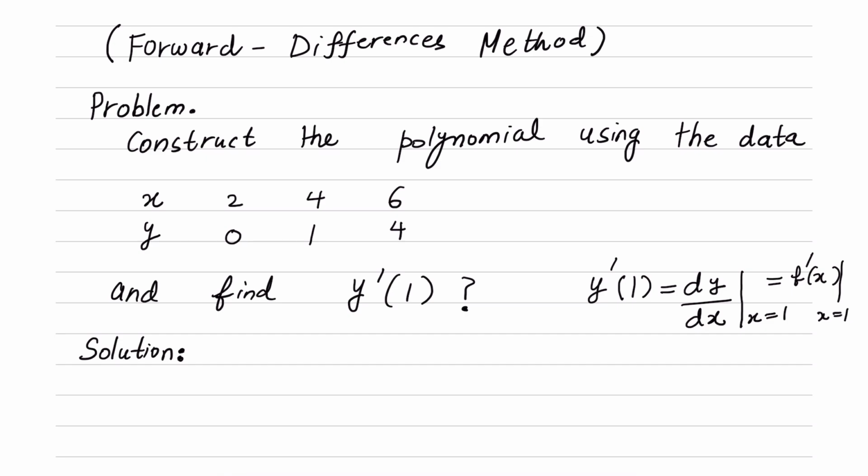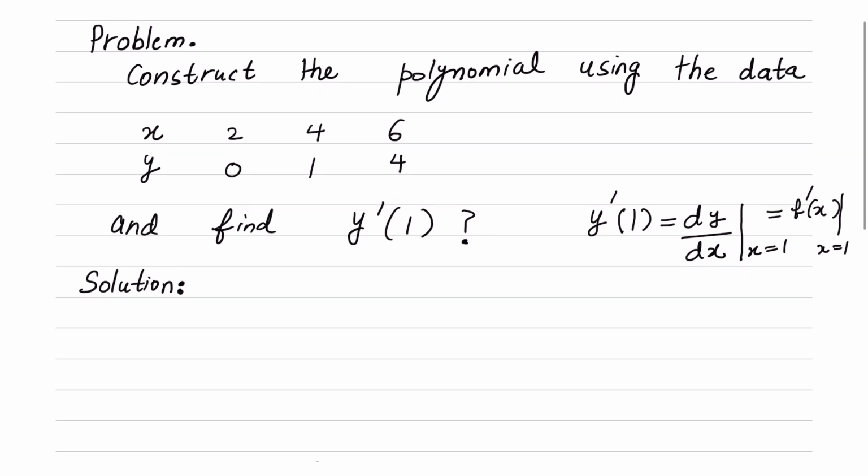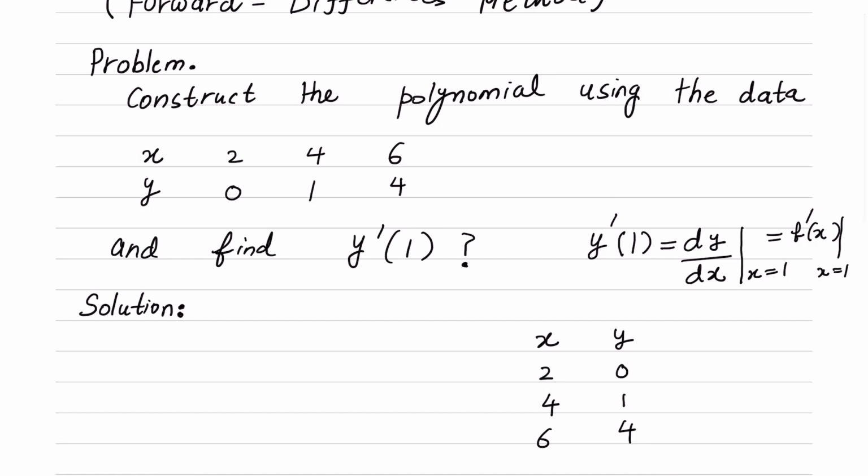So we have 3 points data: x values 2, 4, 6 and y values 0, 1, 4. From this data we have to construct the polynomial, which we are going to call f of x or y. But what method we use for construction of the polynomial depends on what kind of data we have. Is it equally spaced or not equally spaced? So let's check the differences between every two x values.